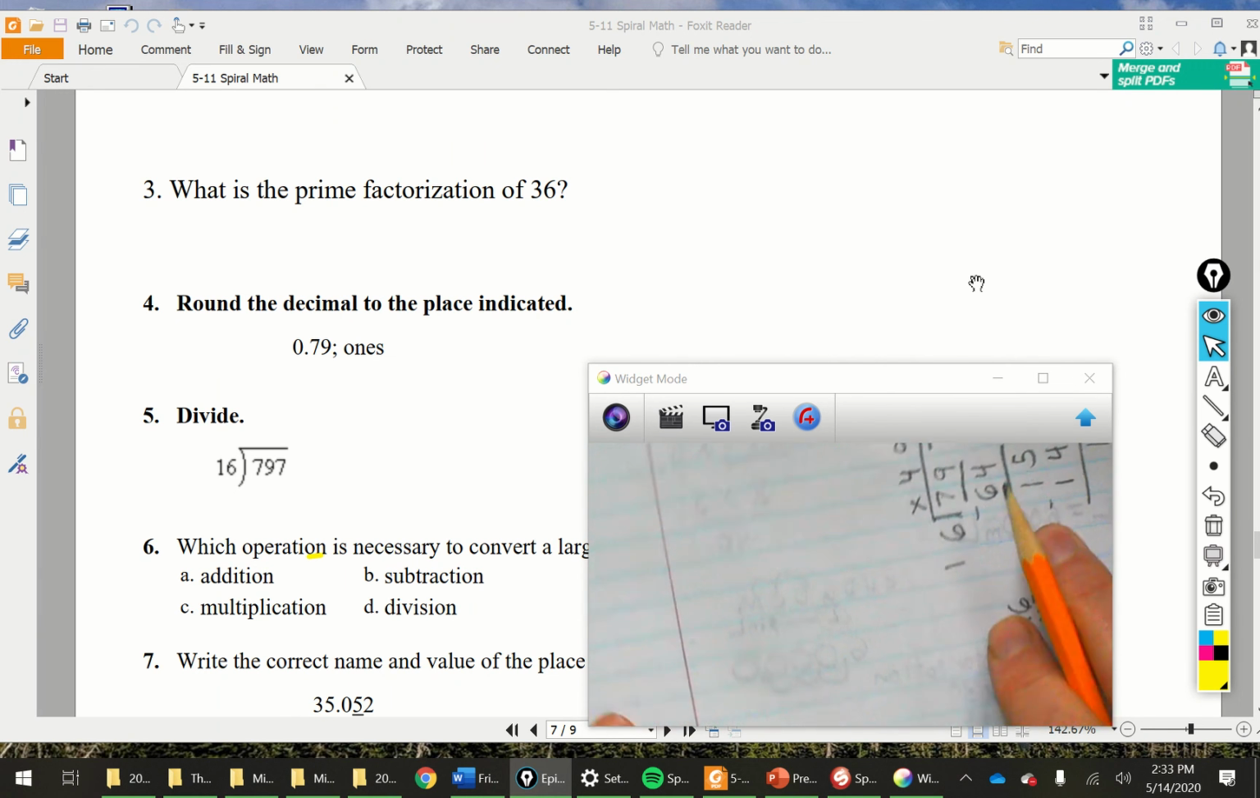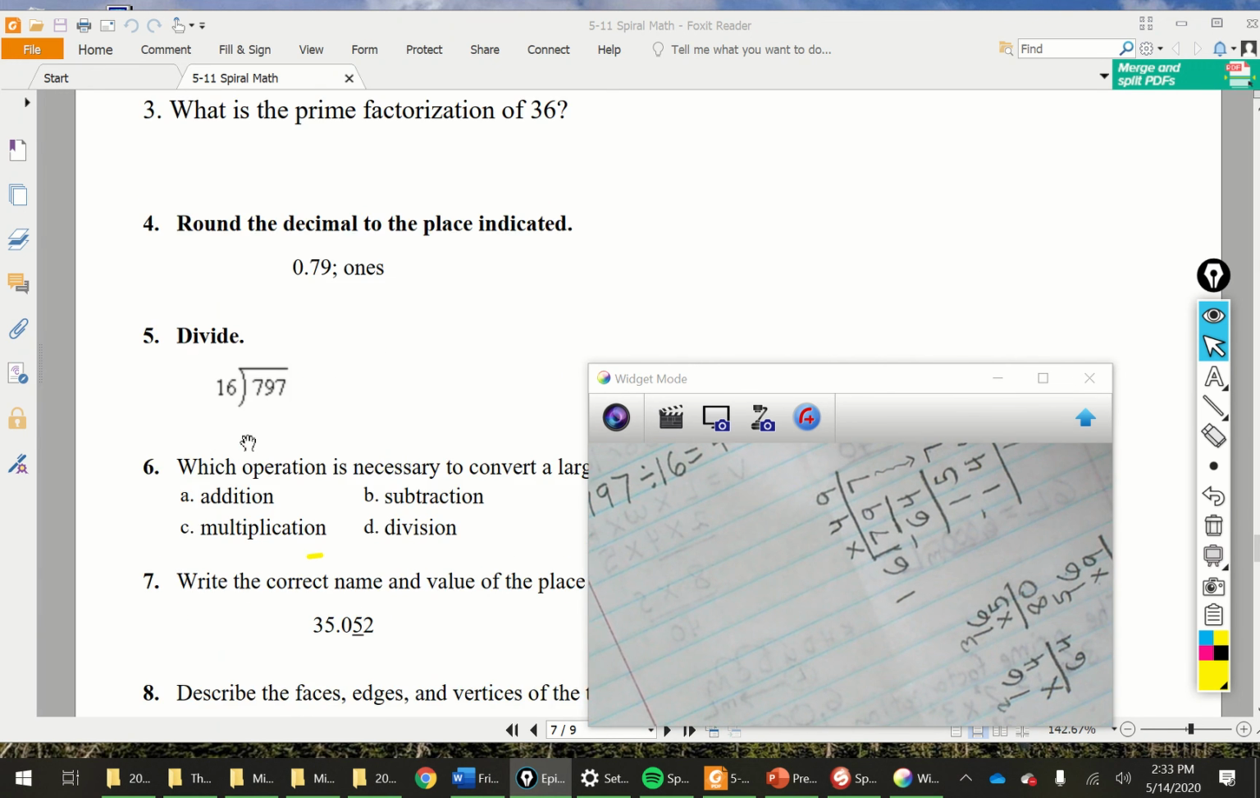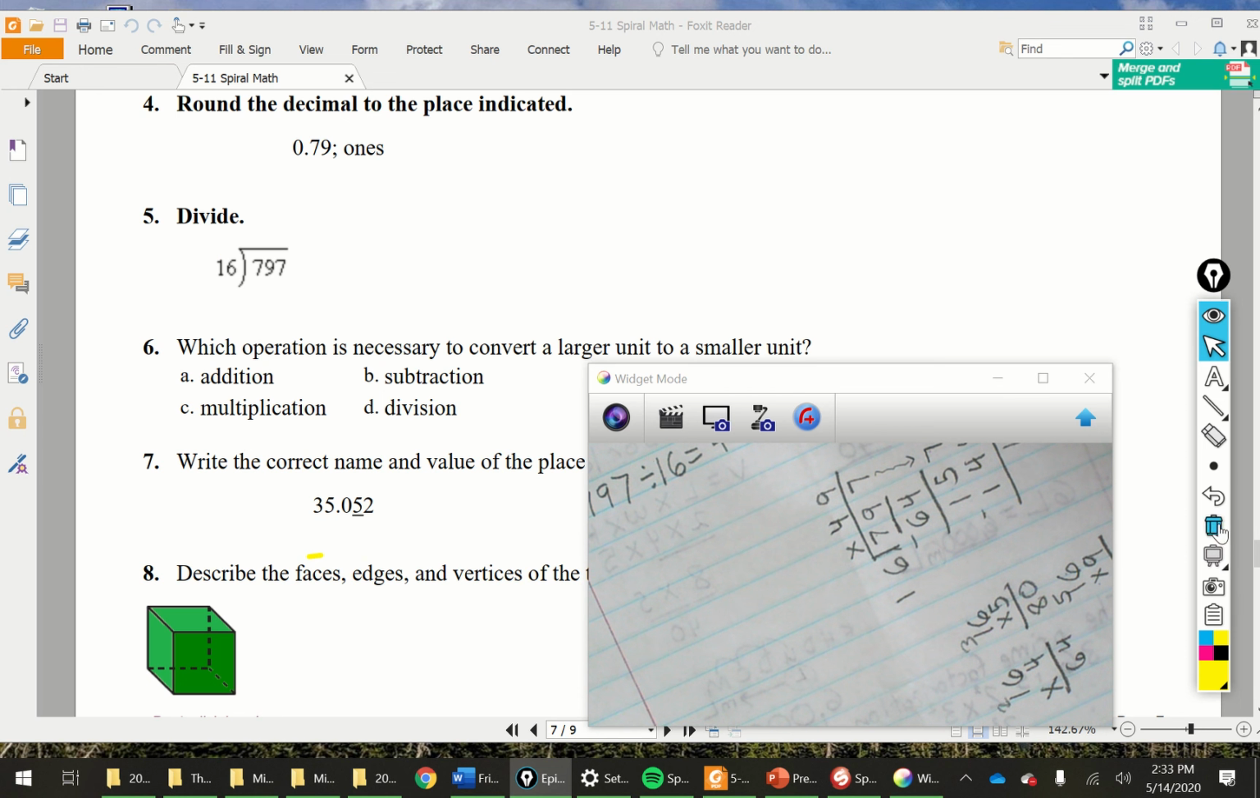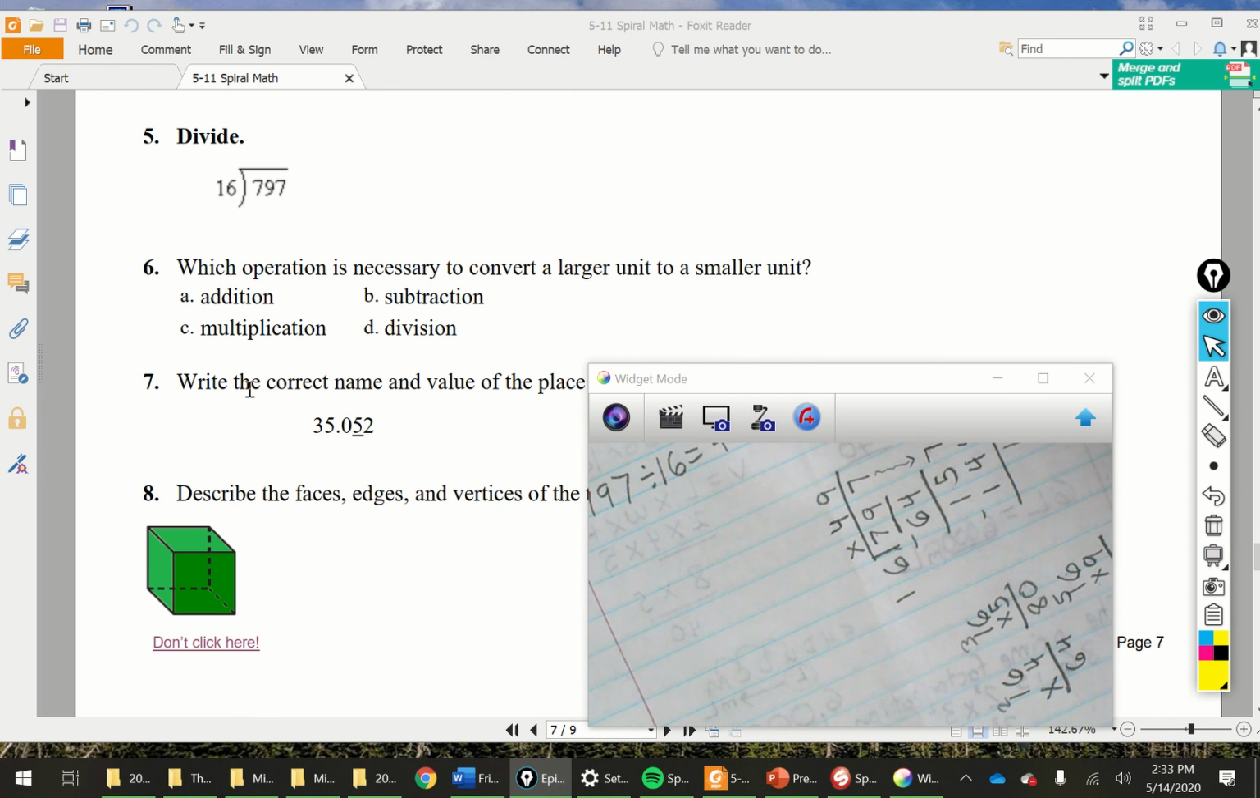I'm going to go on down to number 6. Number 6 doesn't really have any math work to do, it's just asking a question. Which operation is necessary to convert a larger unit to a smaller unit?